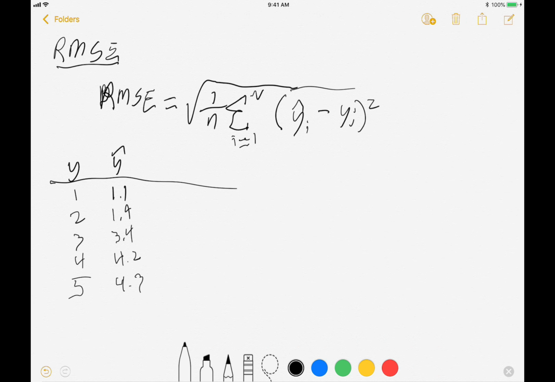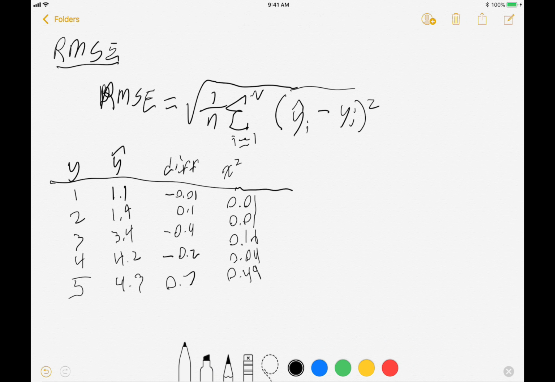Now we take the difference. I'm going to go ahead and square each of those, and sum them. We're going to divide them by n. This value is actually called the sum of squared errors.